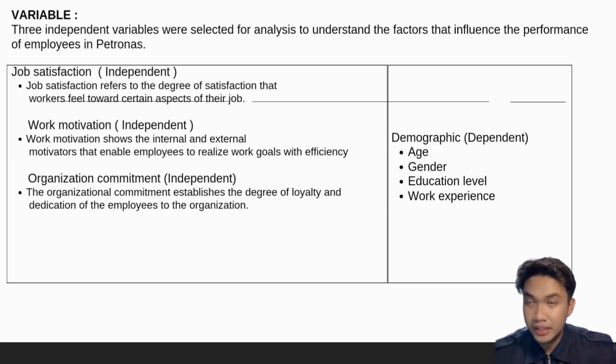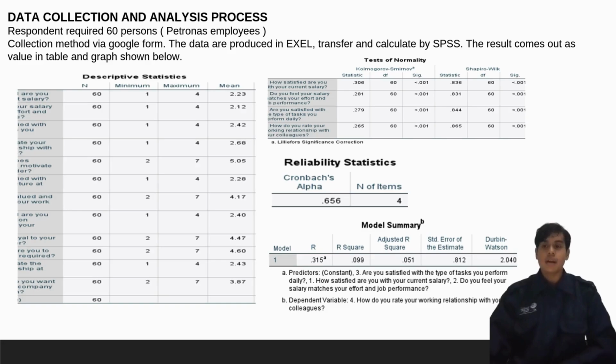In addition, this study also involves a dependent variable, which is a demographic factor, which includes age, gender, education level, and work experience. This demographic factor helps provide additional insight into how individual characteristics affect their performance.